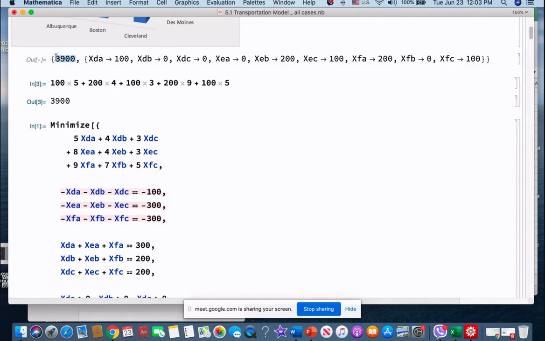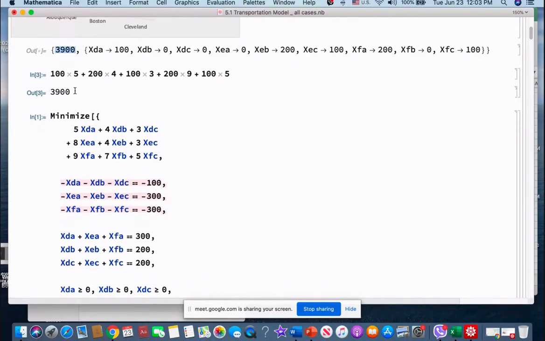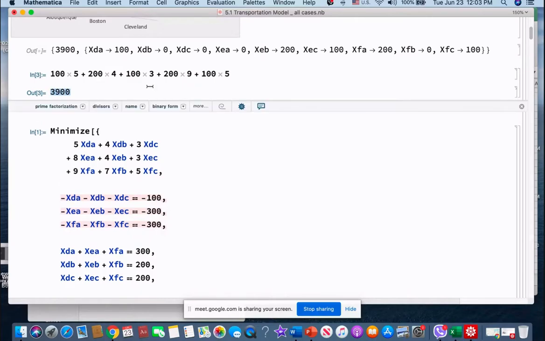Mathematica gives me the cost here. This is the cost that I have. And I would never ask a question to tell me what is the cost, because the computer is going to do it. But I will ask everybody a question: why do I have these shipments?